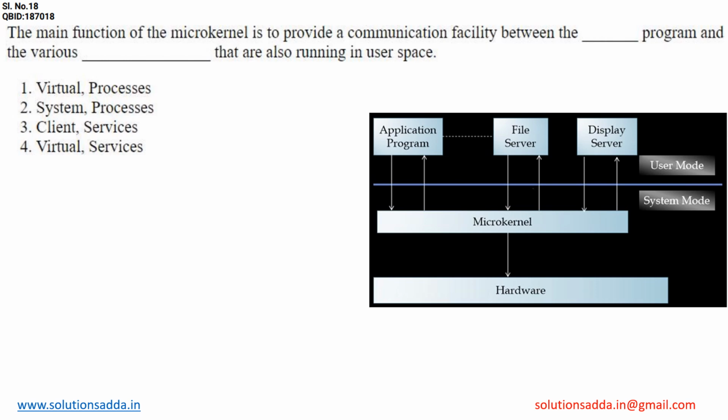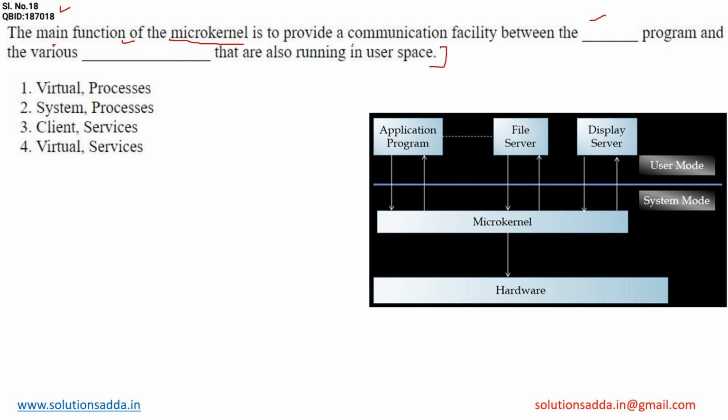Hello everyone, this is question number 18. These questions belong to operating system. Let's read the question. The main function of the microkernel is to provide a communication facility between dash program and the various dash that are also running in user space.